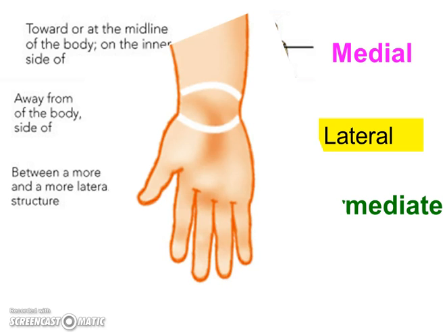I have a picture of the hand there, and we're going to label it with medial, lateral, and intermediate. But before we do, I want you to think about that man in anatomical position. The thumbs are always pointed out, so the thumbs would be lateral.